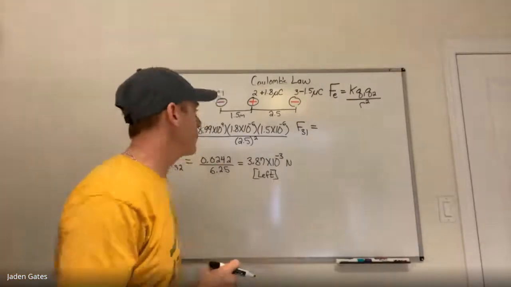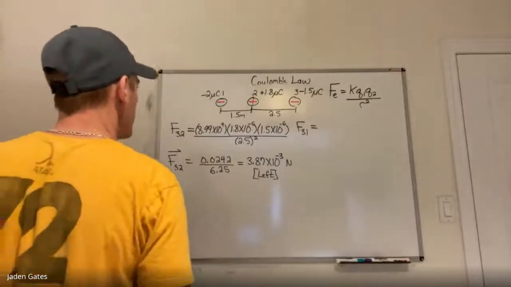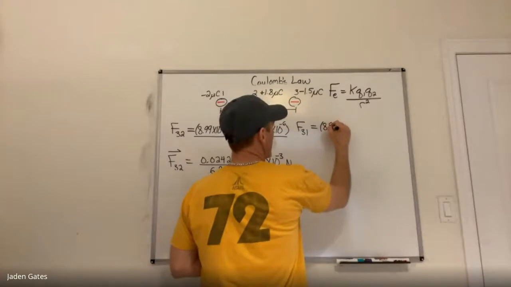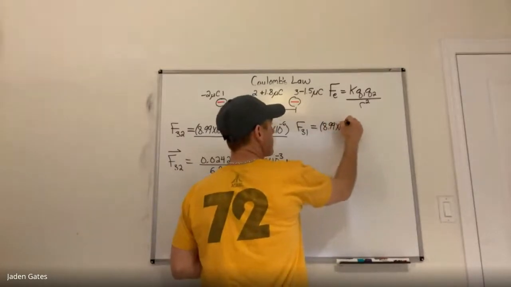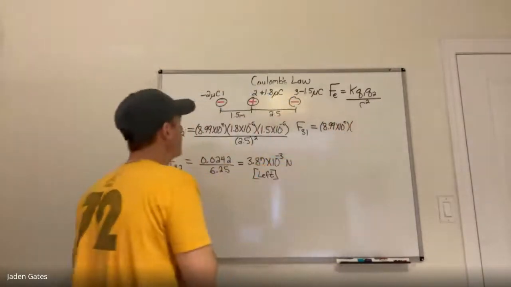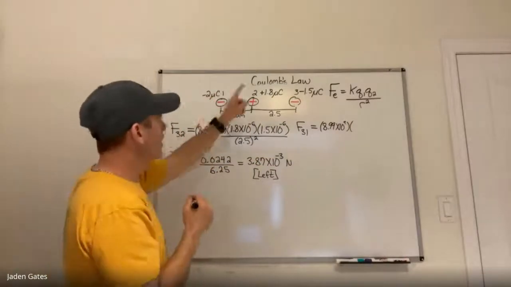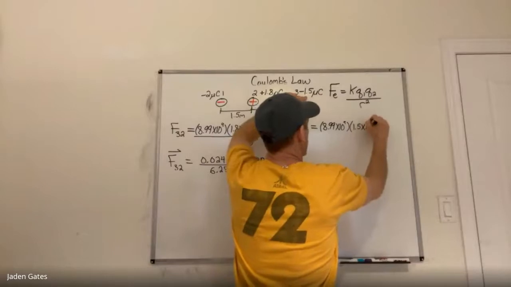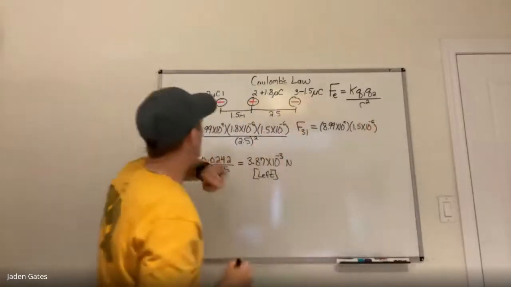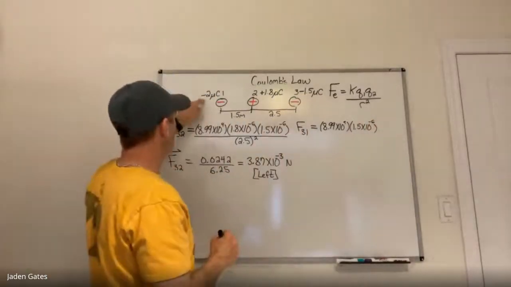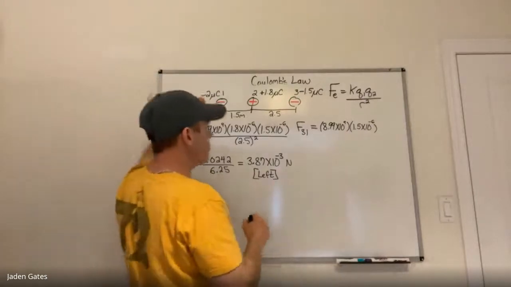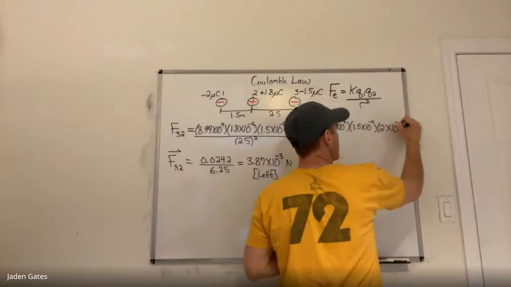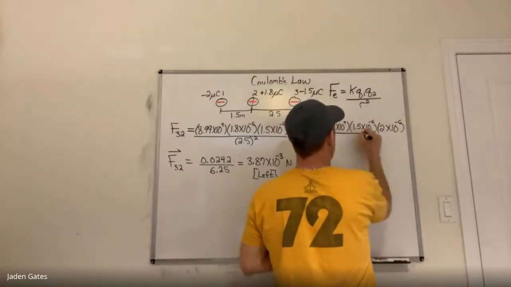Now we go over here and we find the force on 3 by 1. So again, I'm going to substitute into Coulomb's law. So I have 8.99 times 10 to the power of 9. There's my K value, the constant. Charge 3 is 1.5 times 10 to the negative 6 coulombs. And again, number 1 is 2 microcoulombs that we're going to put in. It's a negative 2, but again, we have to determine the direction and the distance.